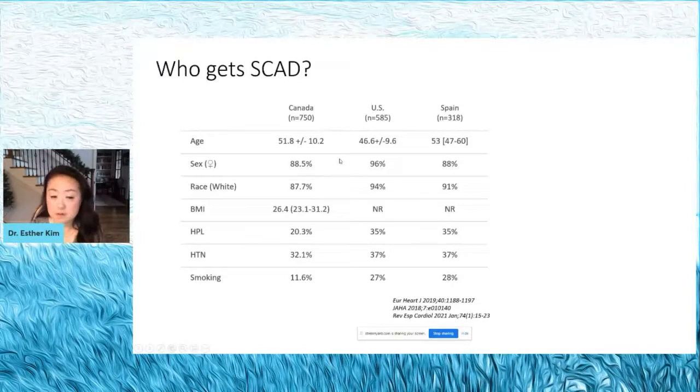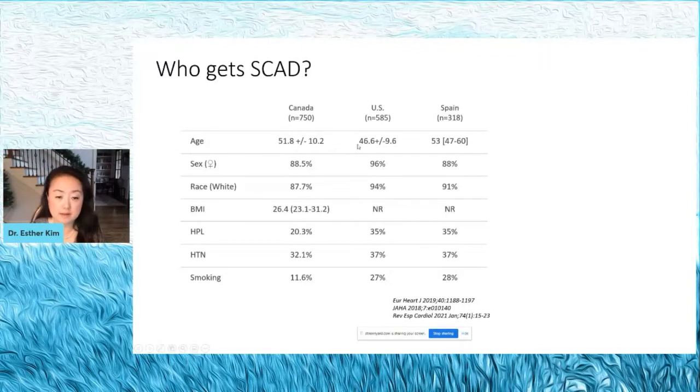As mentioned previously, there are amazing, wonderful registries going on all over the world to study this disorder. These are laudable studies. I'm just going to show you an example of 3 large registries that have published their data: one from Canada by Dr. Saul, one from the US using the Mayo Clinic registry, and one in Spain. And you can see some remarkable similarities.